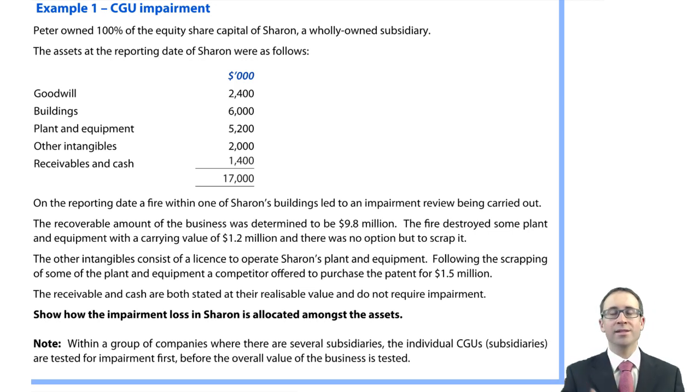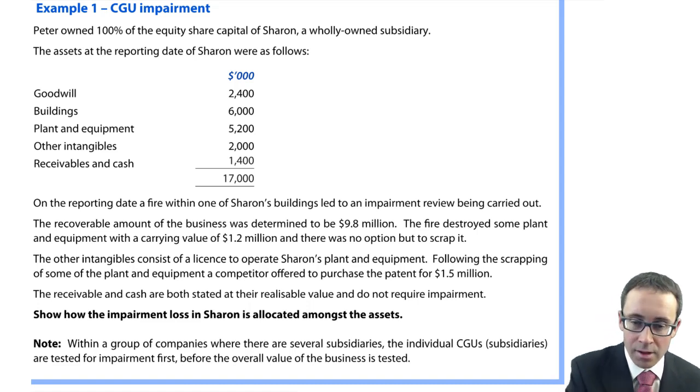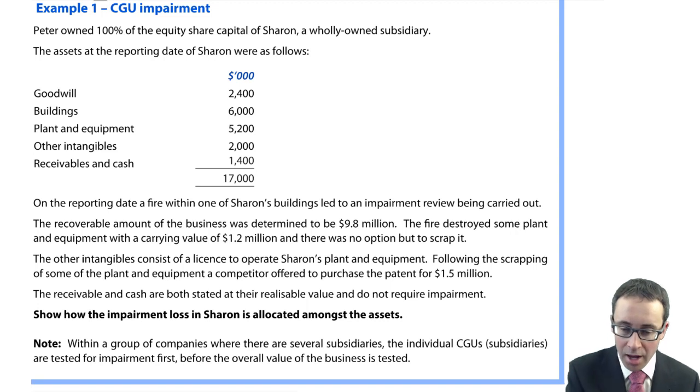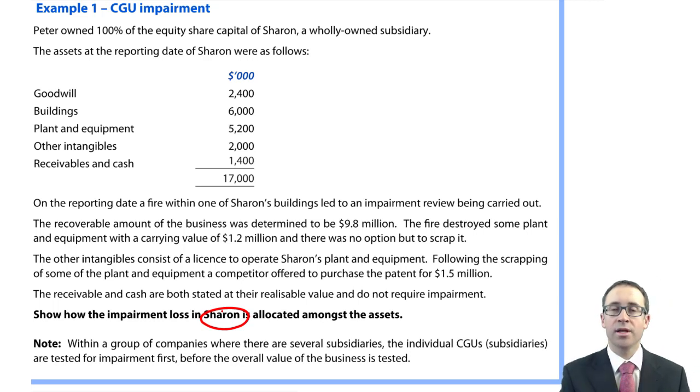Okay, so we can just bring it into the example starting now. So let's go through and have a look at the example. The example wants us to look at how we allocate the impairment loss in Sharon amongst the assets. So we need to know what the impairment loss is first to then be able to allocate it. So it says Peter owned 100% of the equity share capital of Sharon.